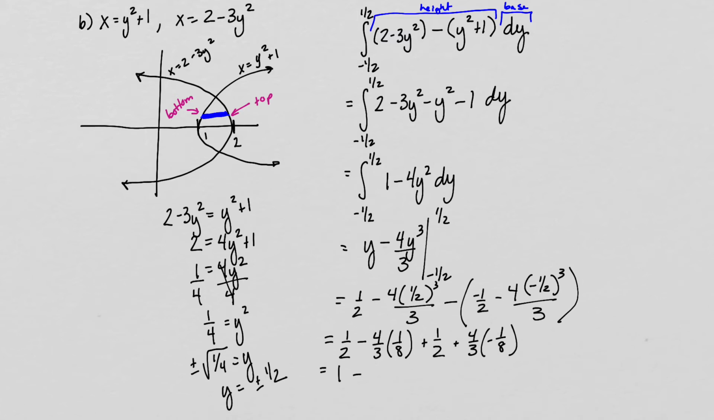Then I've got minus 4 over 24, right? Minus 4 over 24. So I've got 1 minus 8 over 24, or 1 minus, 8 goes into 8 one time, 8 goes into 24 three times, so 1 minus 1/3, which is 2/3.